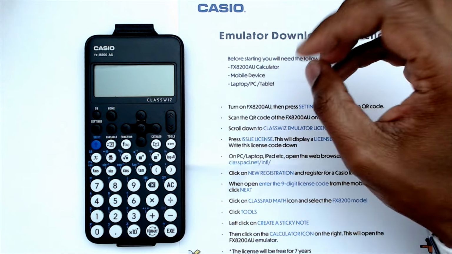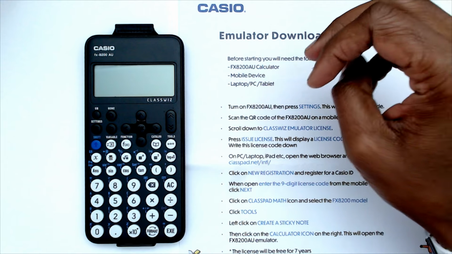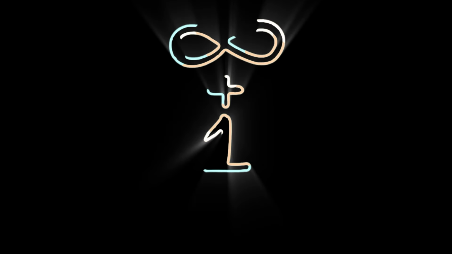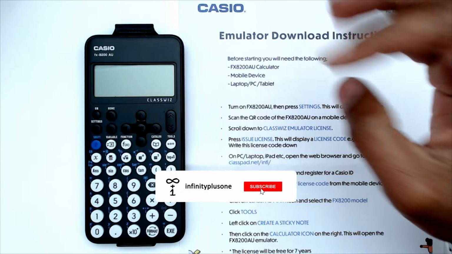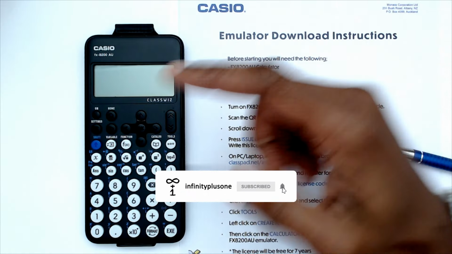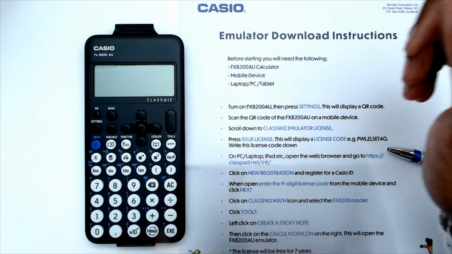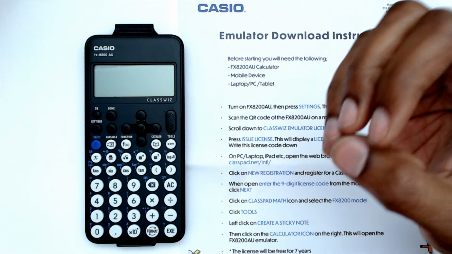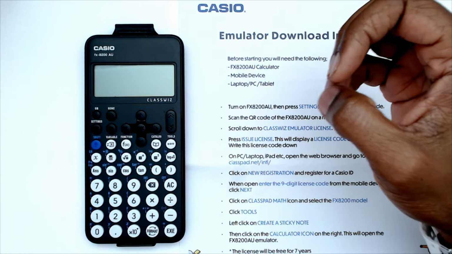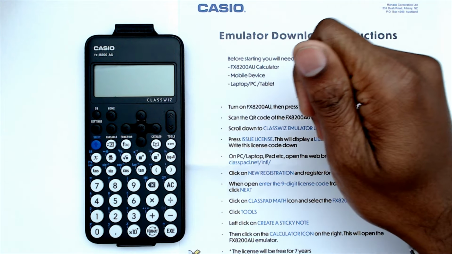Hey folks, in this video we're going to be looking at how to download the emulator for the Casio FX-8200AU. So, what are the things you're going to need? First off, you're going to need the calculator itself. Second, you're going to need a mobile device or a cell phone and a laptop PC to actually register your license. So, I'm going to try and follow these instructions, which I struggle to do.